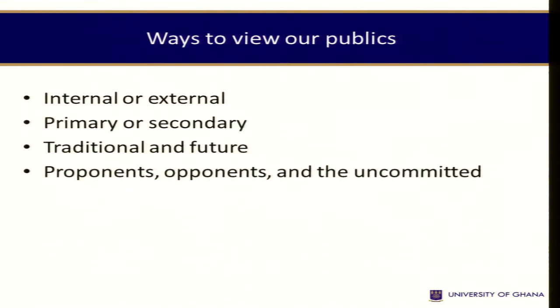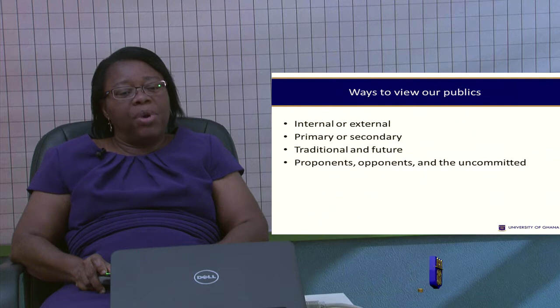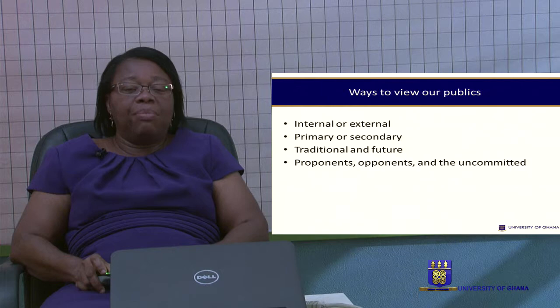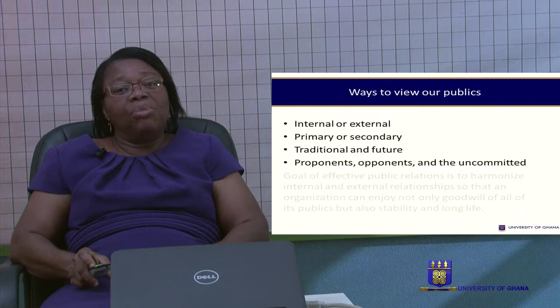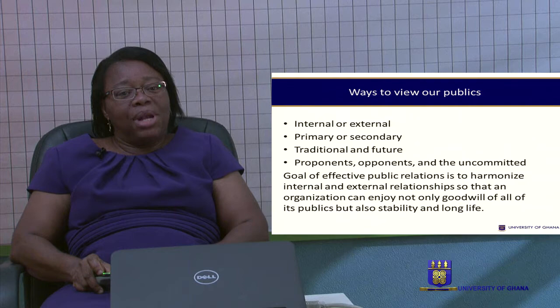And then of course, some people view publics this way, as proponents, opponents, and the uncommitted. And if we take this into politics, this is very clear. So we have the proponents of one political party, the opponents of another political party, and then those who sit on the fence. We are the uncommitted people. Now, the goal of effective public relations is actually to harmonize the internal and external relationships so that the organization can enjoy not only the goodwill of all its publics, but also gain stability and long life.